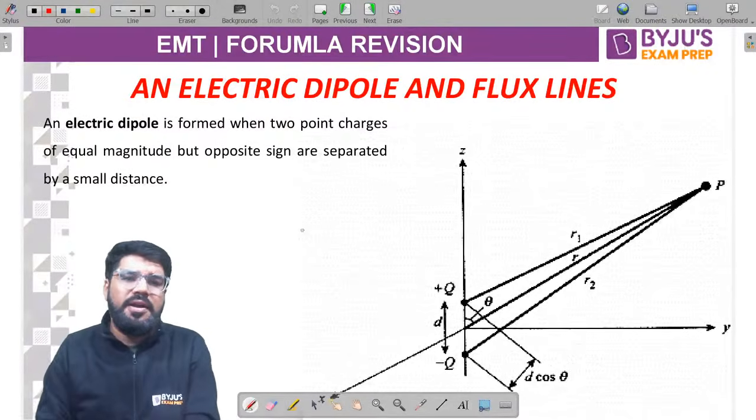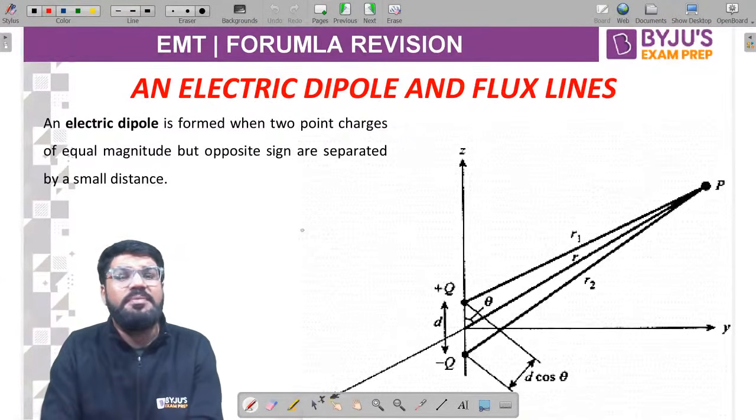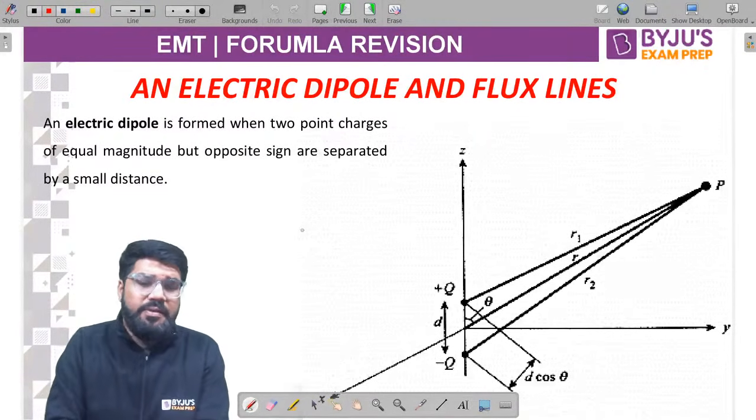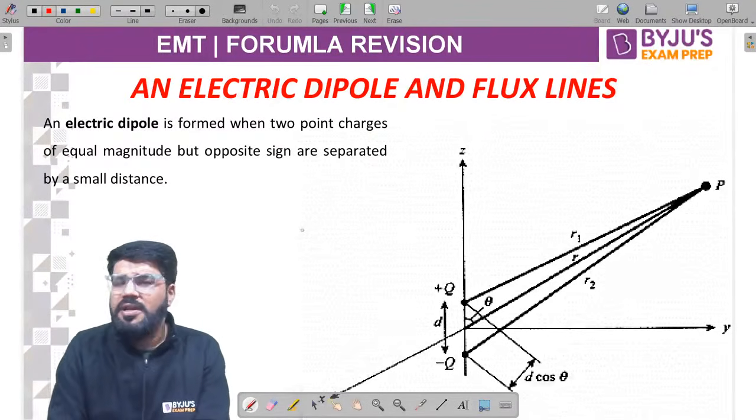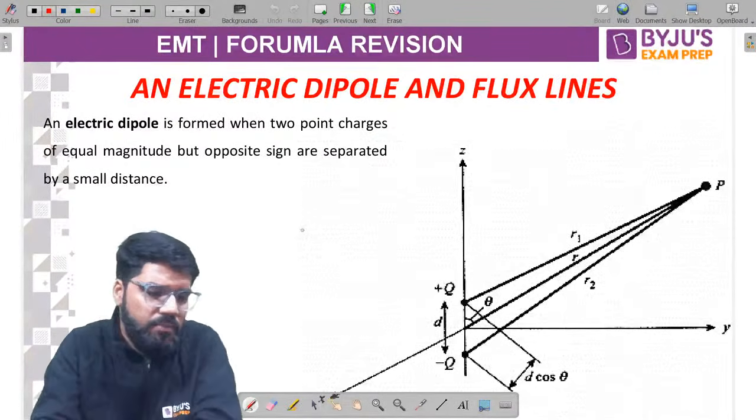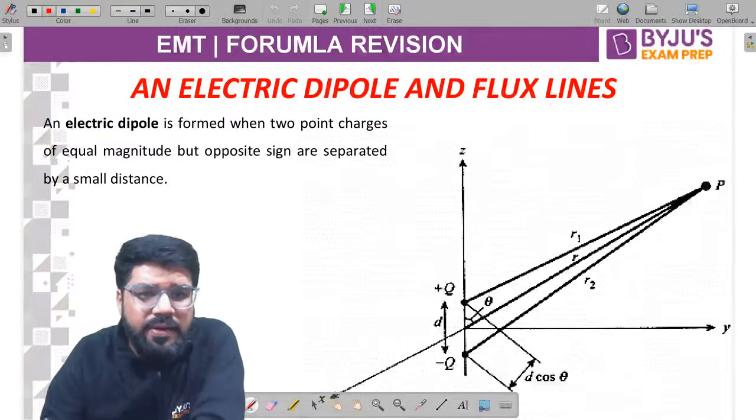Dipole, moderately important, I can say, from a numerical point of view. Dipole is important as a concept. But since now we are revising formulas, it is not directly important for numericals. Moderately important, I will say, for this particular topic, electric dipole.